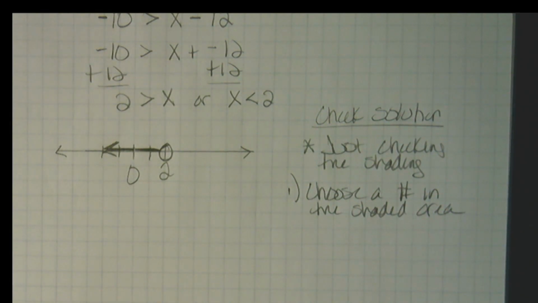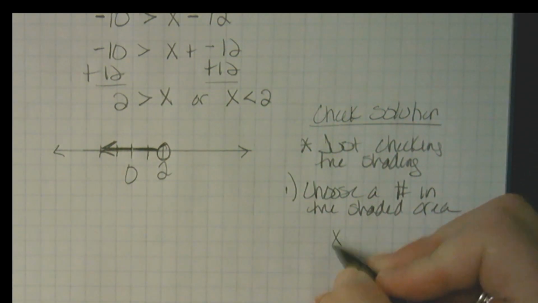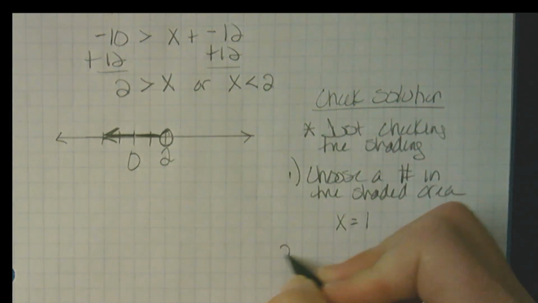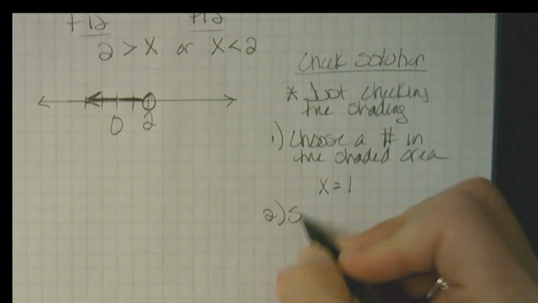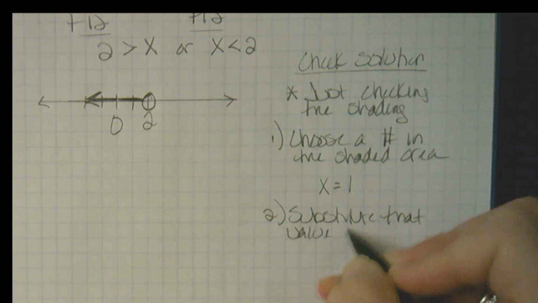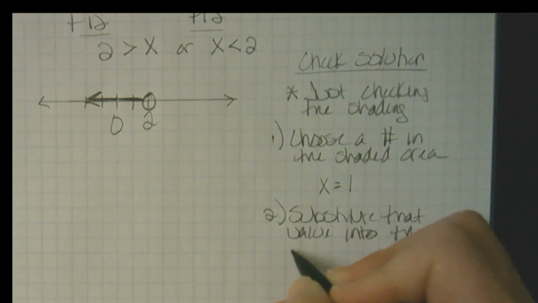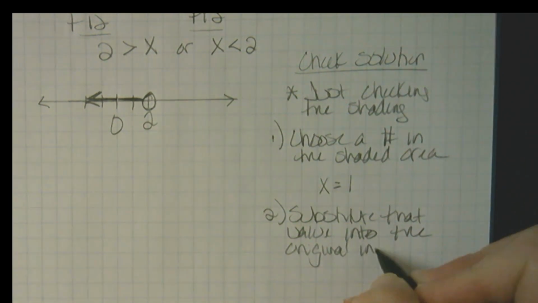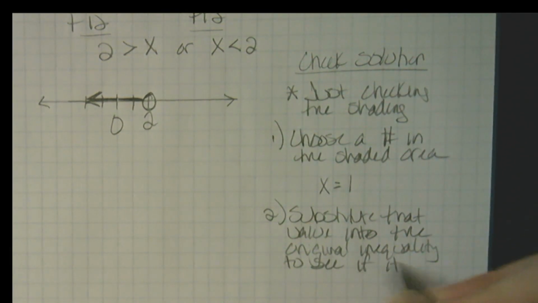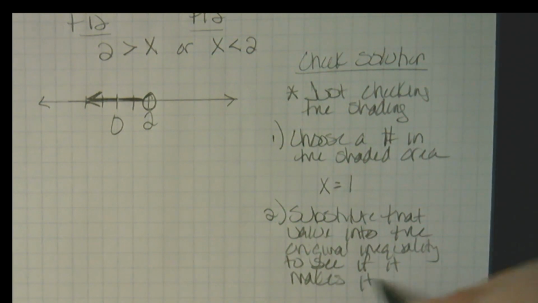All right, what number would you like to choose from the shaded area? Amanda? Let's choose 1. So let's say x equals 1. All right, well we are going to substitute that value into the original inequality to see if it makes it true.